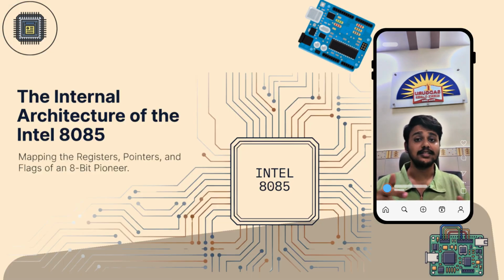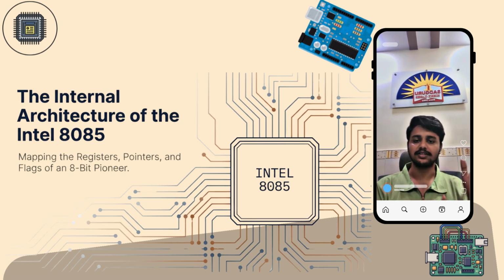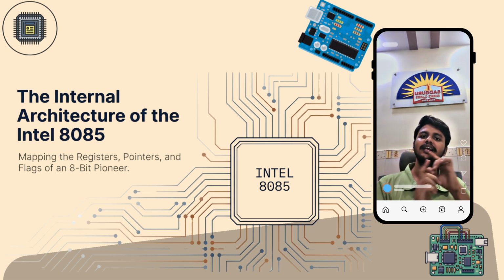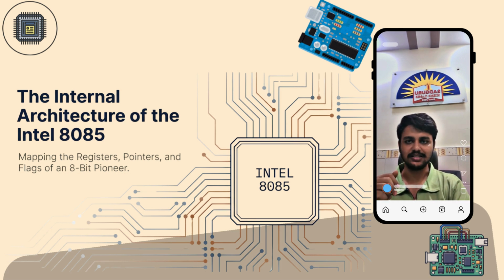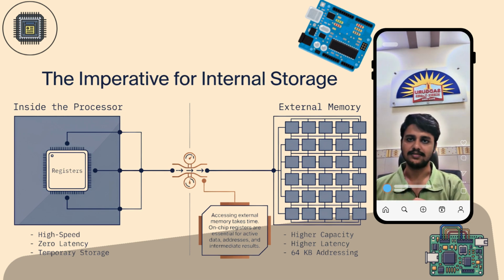In today's lecture, which is lecture 7 of this series, we will focus on one of the most important aspects of data processing and instruction execution. By the end of this lecture, you will understand the register set of the 8085 microprocessor, the role of the accumulator, the importance of the program counter and stack pointer, the structure of the flag register, and how flags such as zero, sign, carry, parity, and auxiliary carry are used in ALU operations. Now, without further ado, let us begin with the concept of registers.